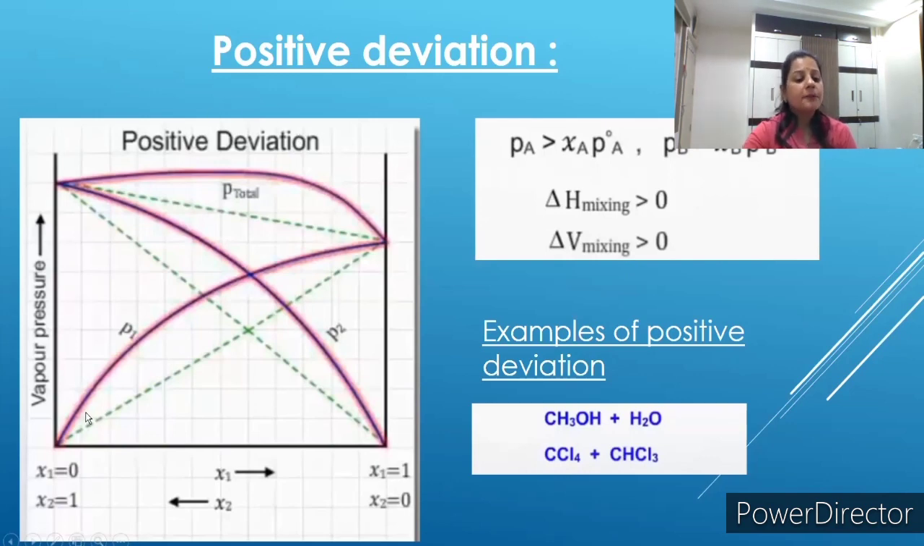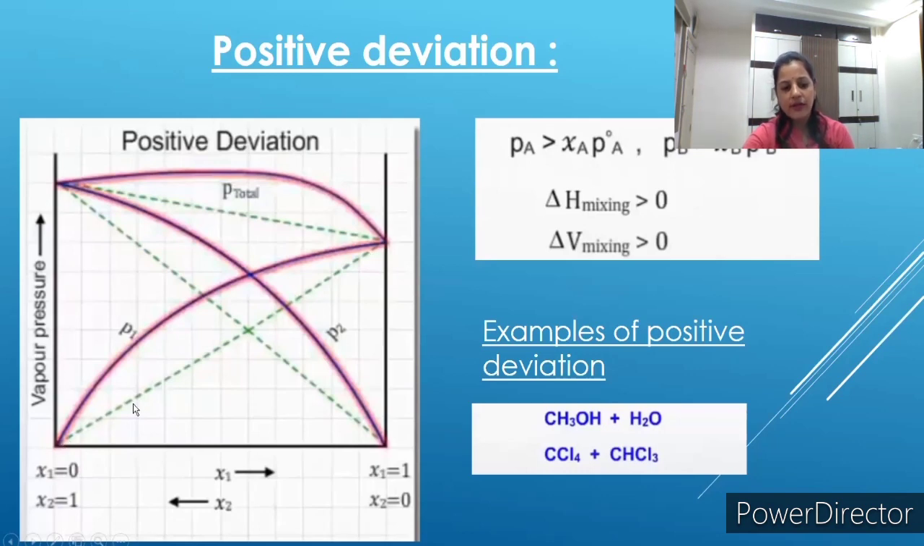Deviation means that, according to Raoult's law, the two solutions are expected to form an ideal solution, and if we plot a graph of vapor pressure versus the mole fraction, we should get a straight line passing through the origin. But actually it doesn't happen. In positive deviations, we get a higher value. Since this PA is greater, it will pass through the origin, but it will show a positive deviation, meaning a higher value as compared to the ideal solution.